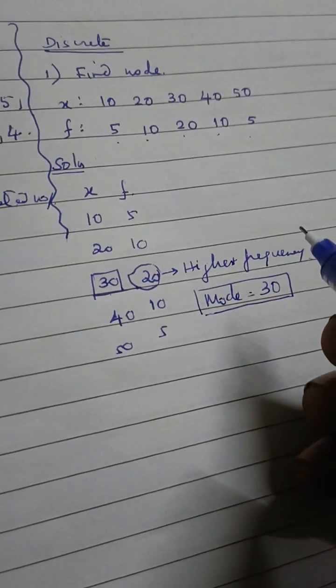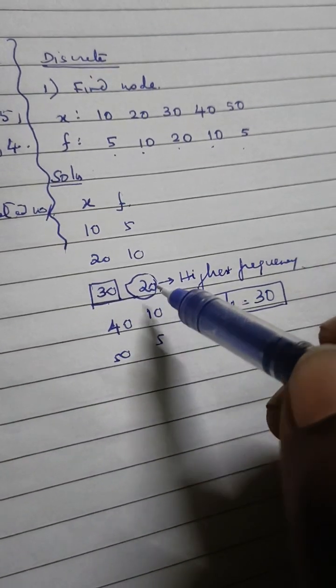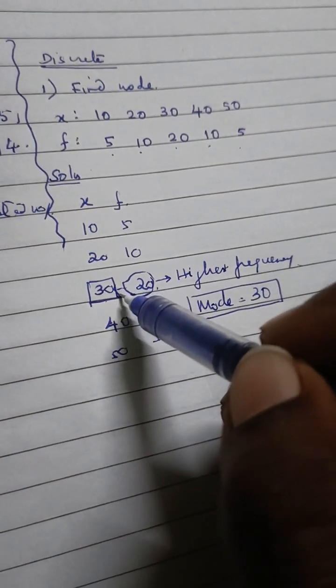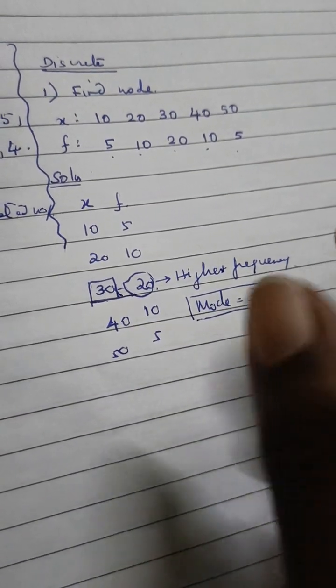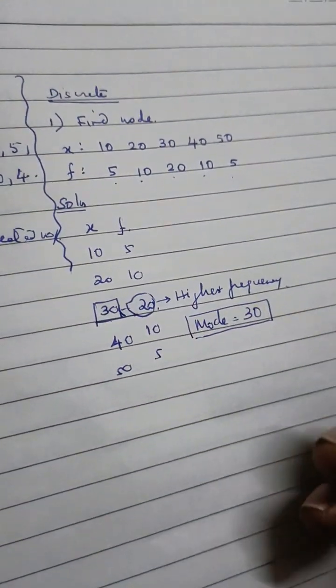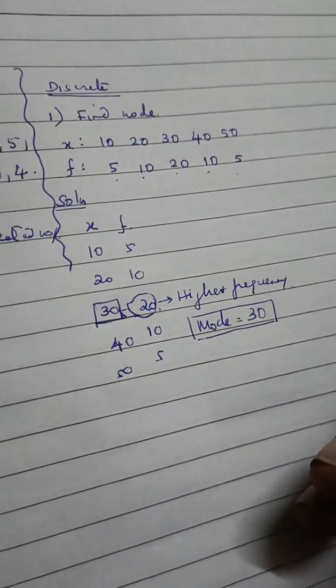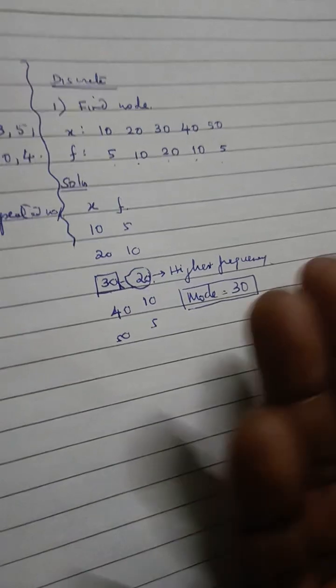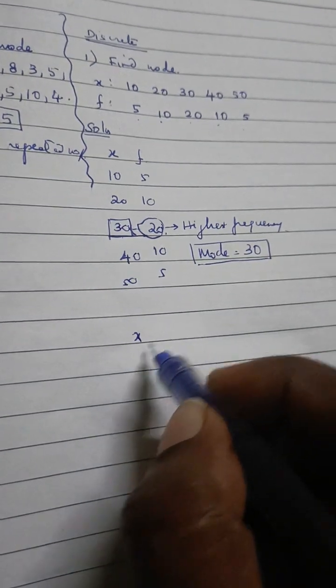Okay, so in this particular question, the highest frequency is 20 and the corresponding X value is 30, and the 30 is the mode. So the mode is 30. Finished. This is a very direct question. So for discrete data, it's again very easy to find the mode. Now, when can't we use this kind of method?